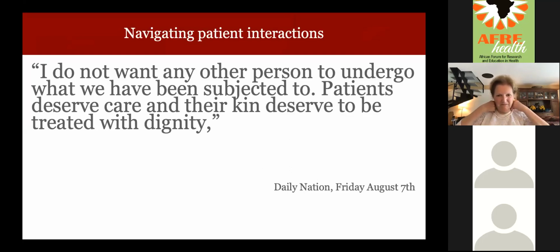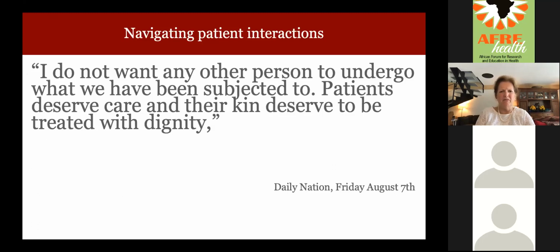This is a quotation that came from a husband of a nurse who died in Kenya 2 weeks ago. The nurse works in one of the counties in Kenya, in the western part of Kenya. She died in childbirth because of COVID-19. And this gentleman said, I do not want any other person to go through what we have been subjected to. Patients deserve care, and their kin deserve to be treated with dignity. I got this from the Daily Nation, which is one of our daily newspapers here in Kenya.